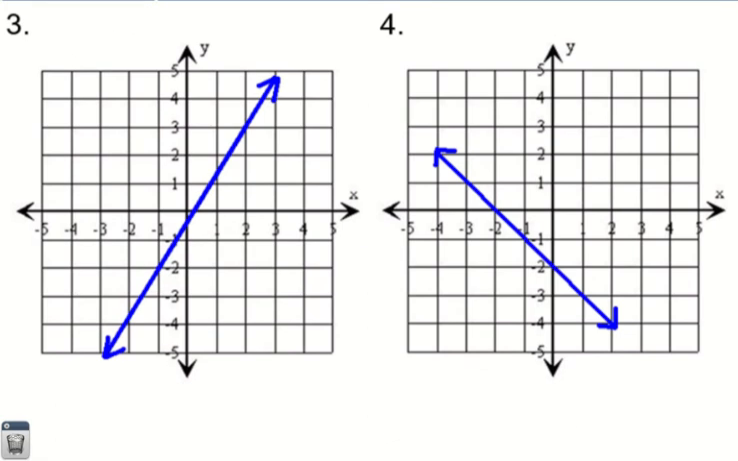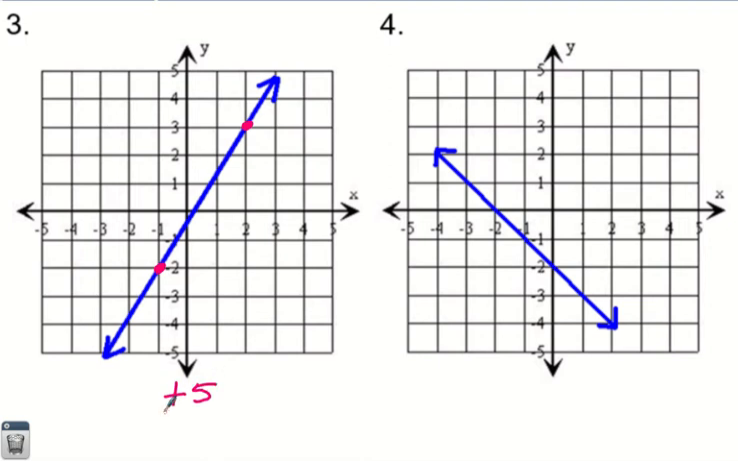A couple more examples like this. Let's see. No. That looks good as a nice intersection, and that looks good. So here we go. Looks like I'm going to rise up 1, 2, 3, 4, 5 spaces.